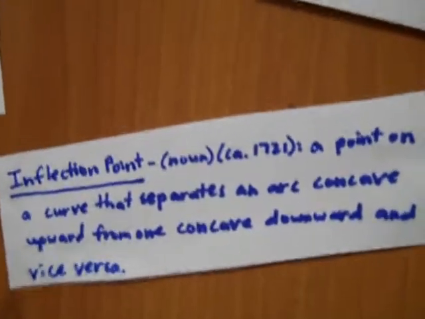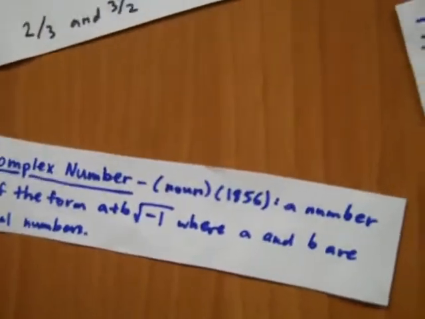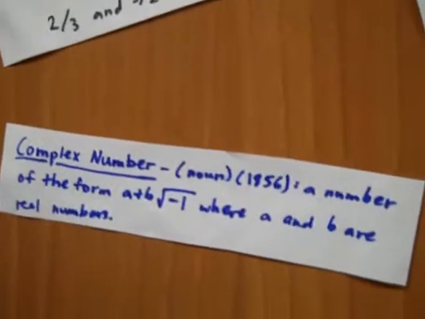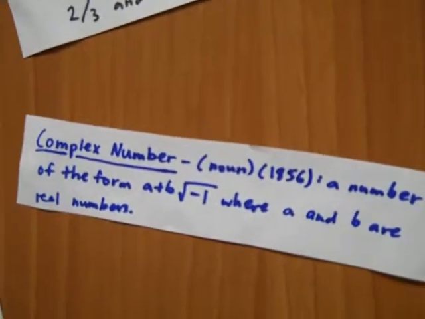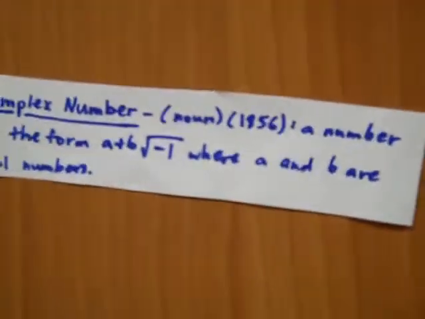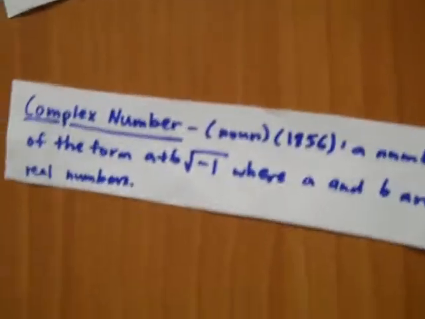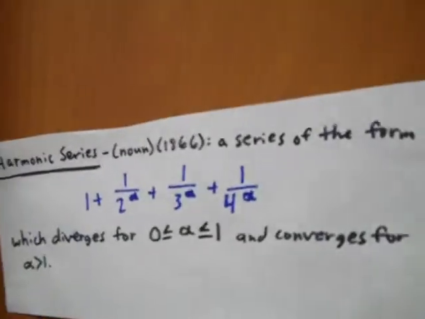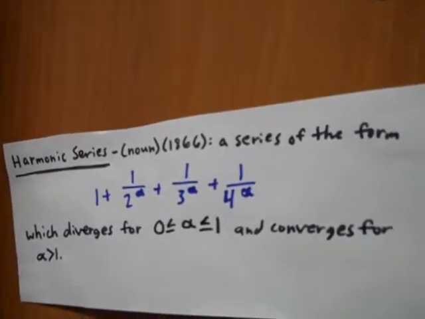and vice versa. Alright, the next one is a complex number. It's a noun, originated in 1856. It's a number of the form a plus b times the square root of -1, where a and b are real numbers. Alright, harmonic series. It's a noun, 1866.